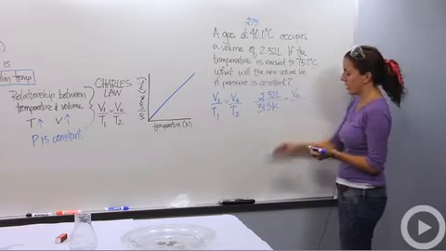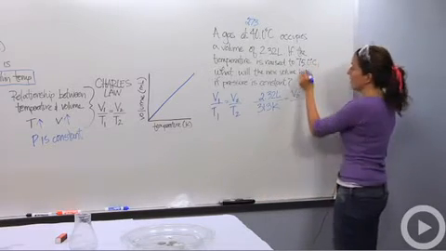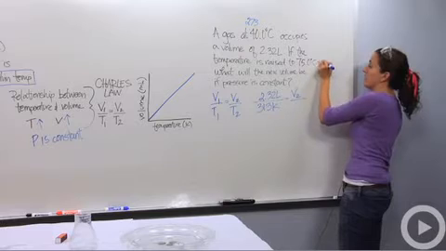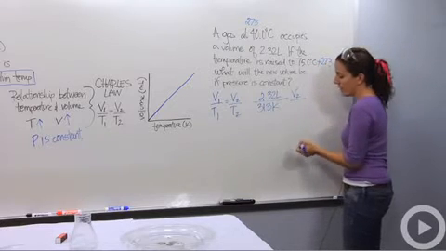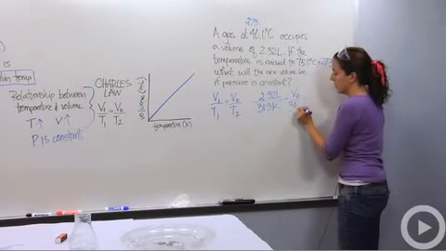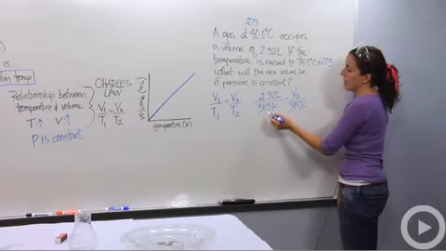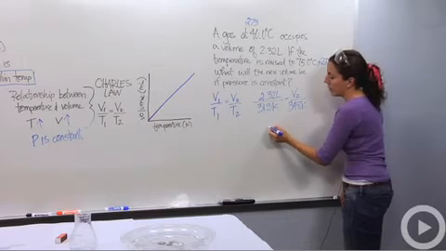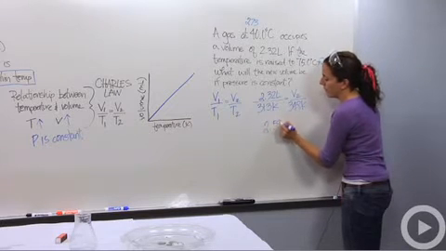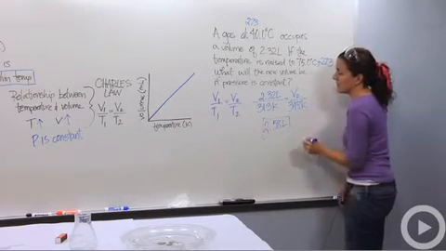Our second temperature is 75 degrees Celsius. We add 273 to that, and we get 348 Kelvin. We cross multiply: 348 times 2.32 divided by 313. We get our new volume, which is 2.58 liters. And let's see if that makes sense.